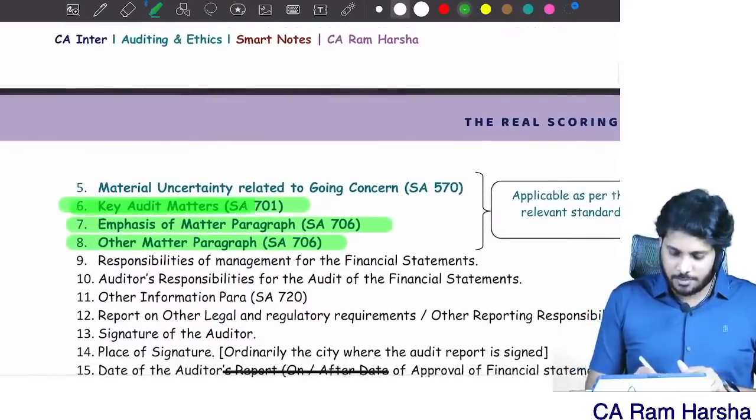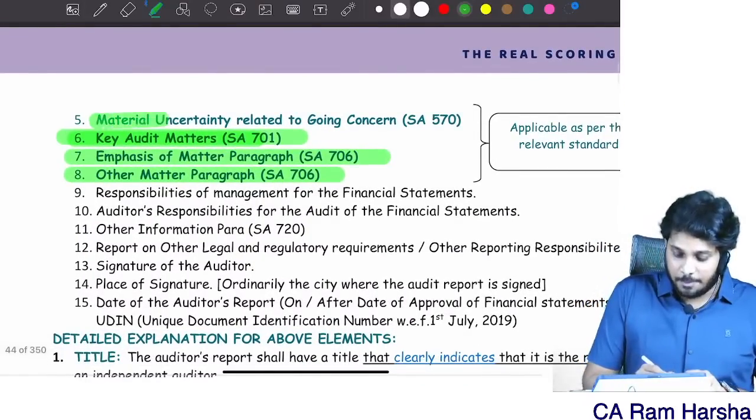Key audit matter is over. Now we are still left with material uncertainty.